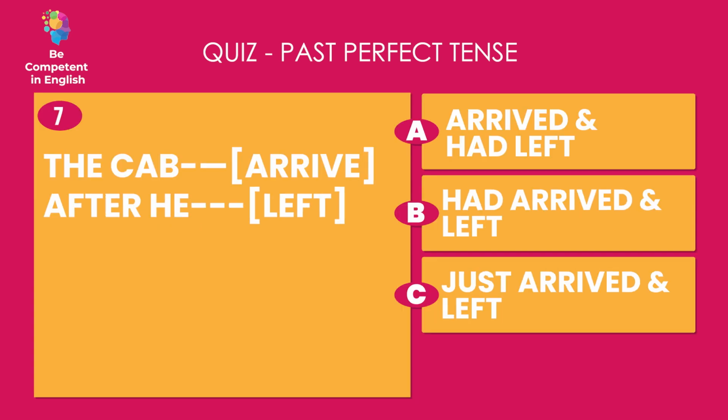Number 7. The cab arrived after he left. The options are A. Arrived and had left, B. Had arrived and left, C. Just arrived and left.